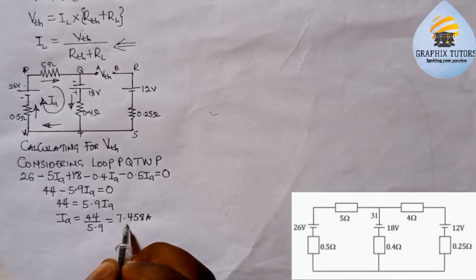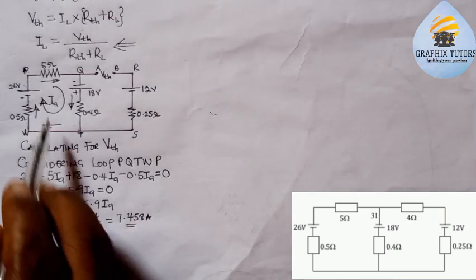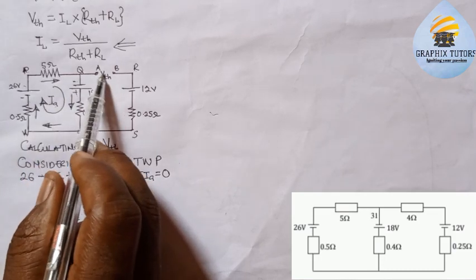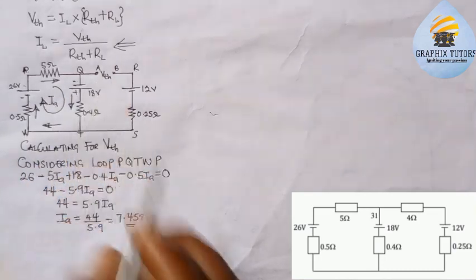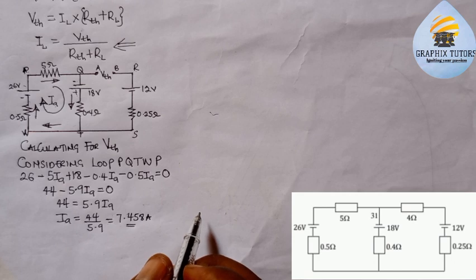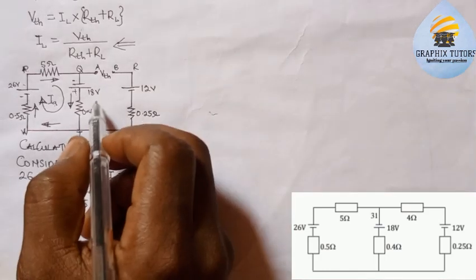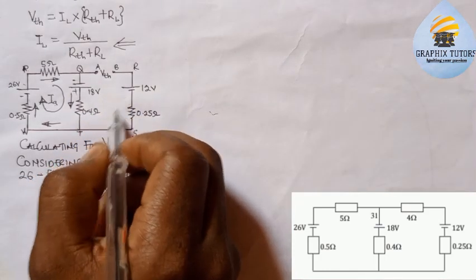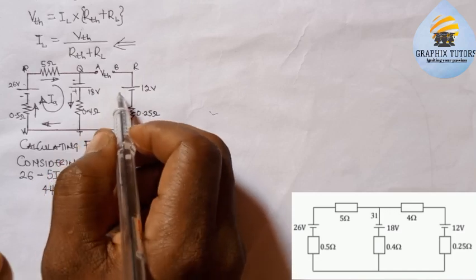7.458 ampere. That is the current in this loop. Now we'll use the current in this loop to calculate for the VTH in the other loop, right? So where do we start? We apply KVL in this loop. I'll be going in this manner. Is that okay?